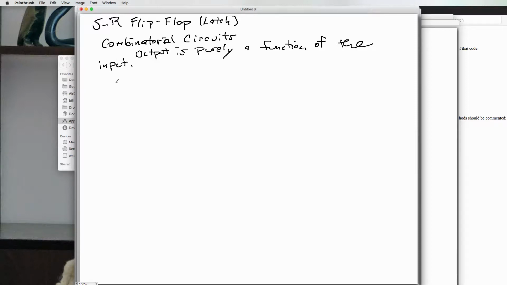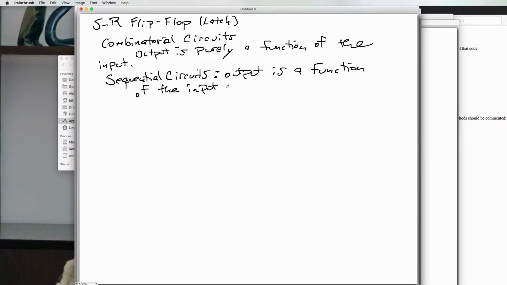What we're going to consider now are what are called sequential circuits. And they're going to be a little bit different. In sequential circuits, the output is a function of the input and, here's the key part, a state.